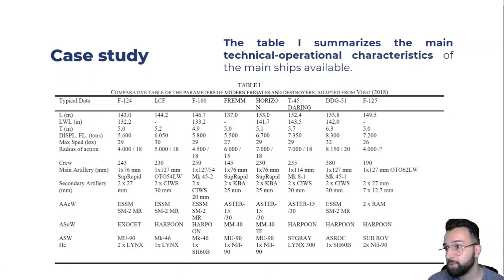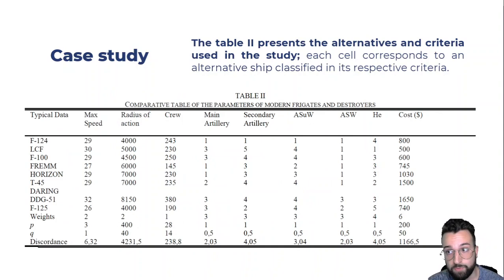Table 1 summarizes the main technical and operational characteristics of the main chips available. Alright? Table 2 presents the alternatives and the criteria used in the study. Each cell corresponds to an alternative classified in its respective criteria. The assignment of the classification of the alternatives in the main utility, secondary utility, AS1W, ASW, and HE criteria was made through an interval scale, where the distance between the values of the alternatives was considered.